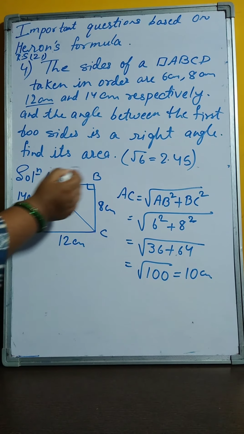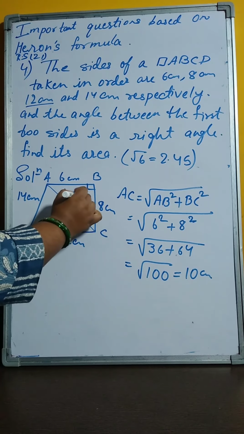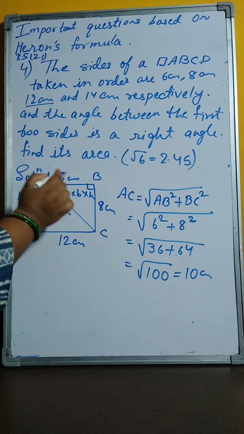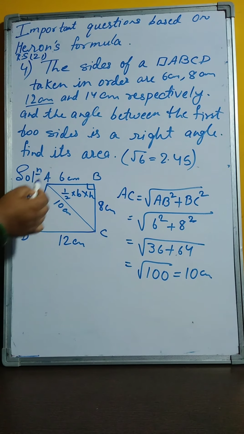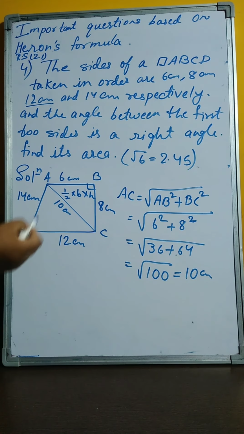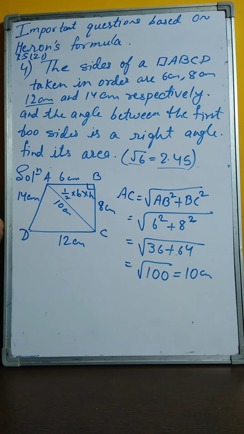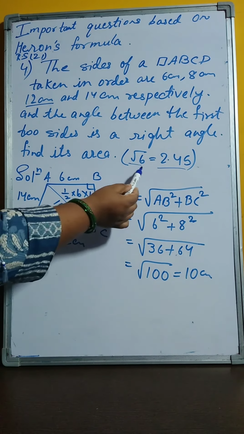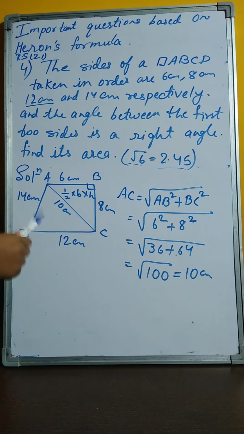Now area of triangle ABC we can calculate by half base into height. So it is half base into height. By putting at the place of base 6 and at the place of height 8, we can easily get the area of ABC. Similarly, area of triangle ADC can be calculated by Heron's formula. Then you will add both the areas. Root 6 value is also given. So maybe in finding area of ADC, you will get at last root 6, which value you have to substitute, and you will get the perfect value. Then you add area of these two triangles, you will get the area of quadrilateral ABCD.